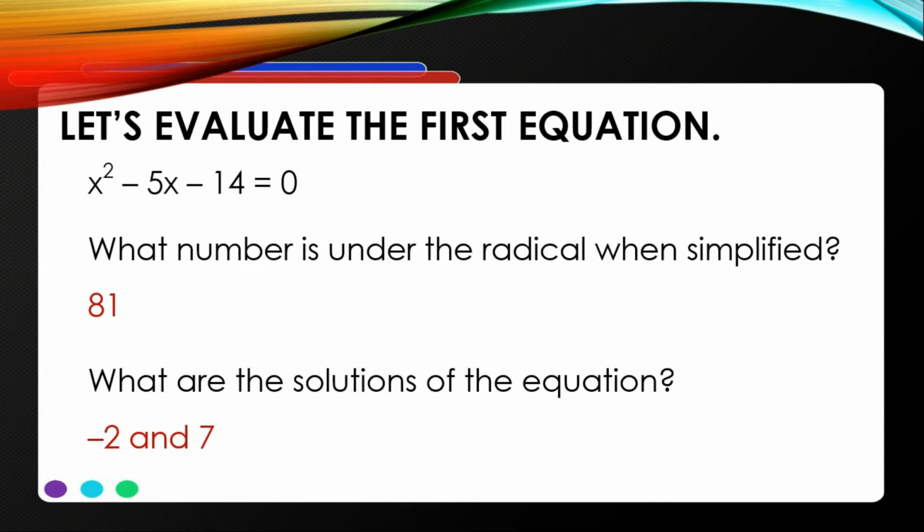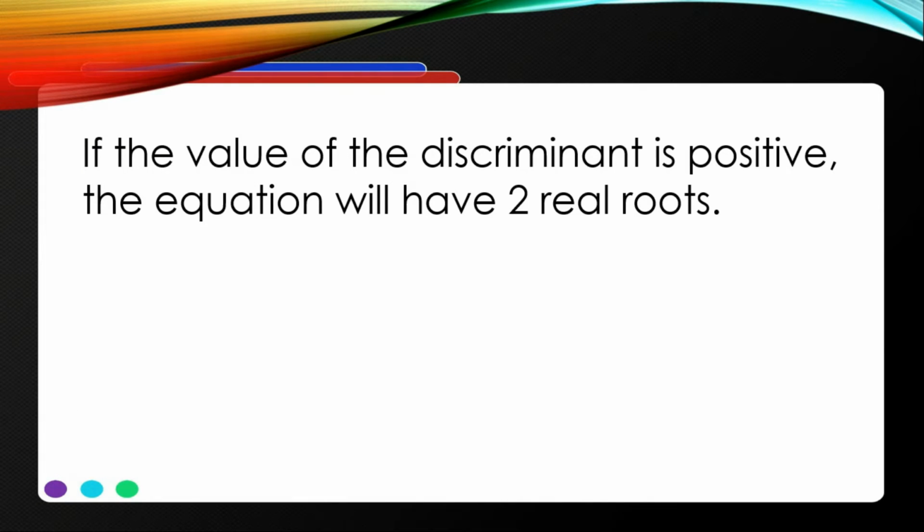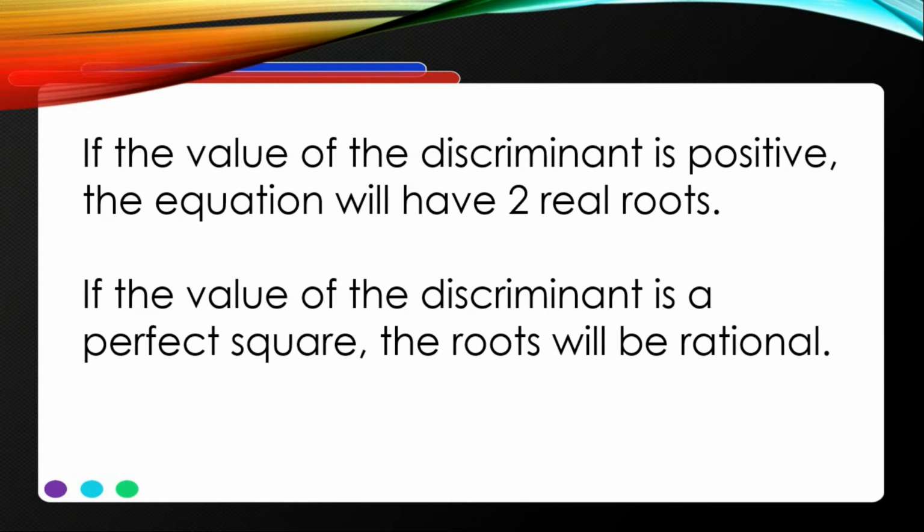If you observe, this value 81, which is from the radical sign, is known as the discriminant. Remember these values. If the value of the discriminant is positive, the equation will have two real roots, like our previous given, negative 2 and positive 7. In addition, if the value of the discriminant is a perfect square, like 81 in the radical sign, then the roots will be rational.